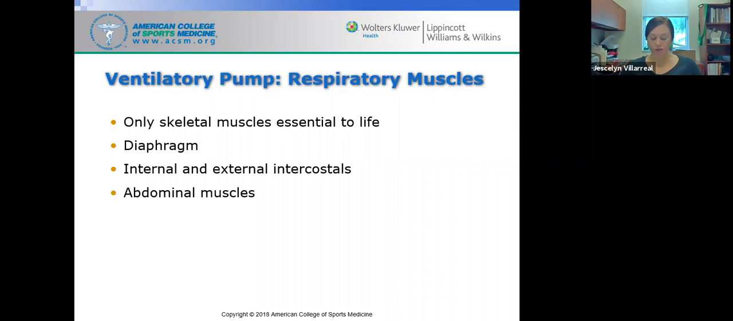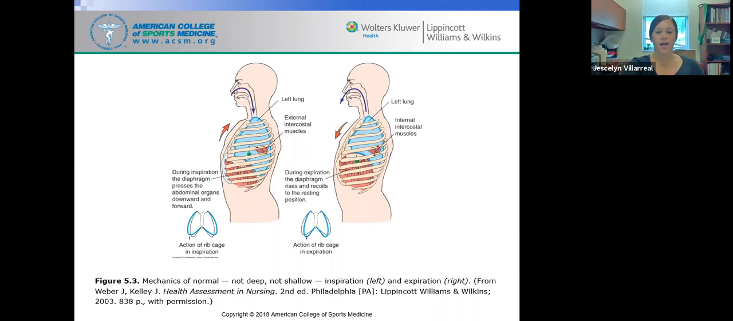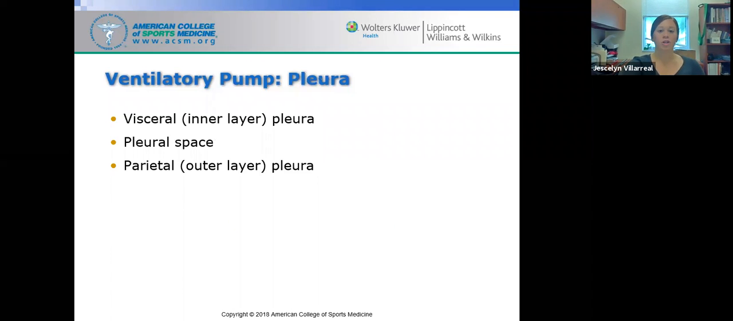The internal and external intercostals and abdominal muscles are used during active breathing or in exercise. The internal intercostals and abdominal muscles are recruited to actively pull down on the ribs to allow you to breathe. So here is the diagram showing how the diaphragm works. Looking at the pleura, you've got visceral space, which is inner space, pleura space, and outer layer space.